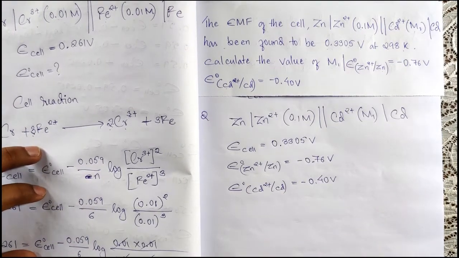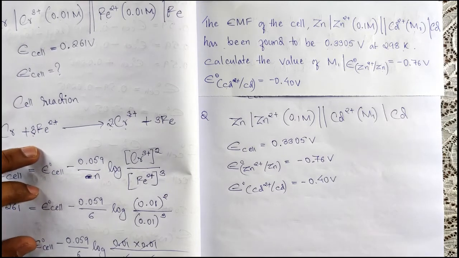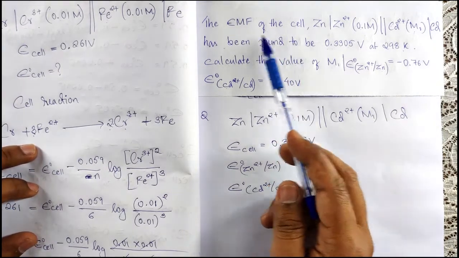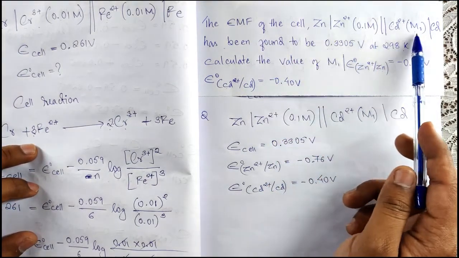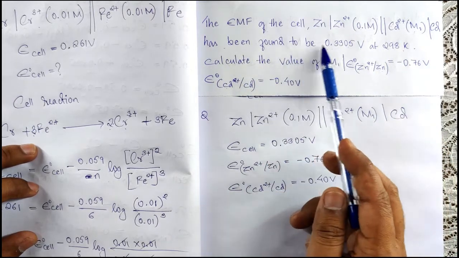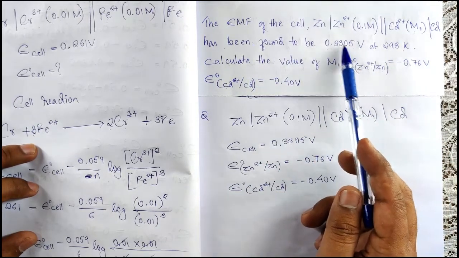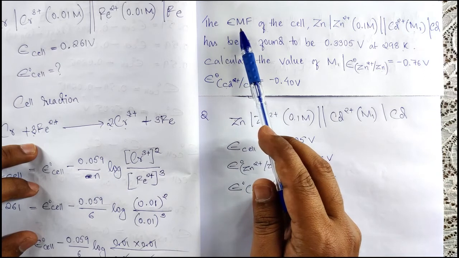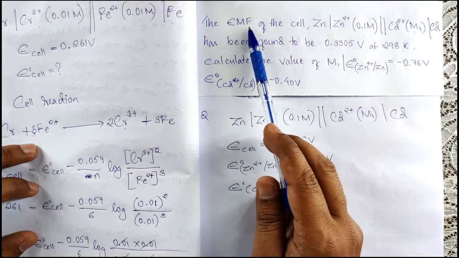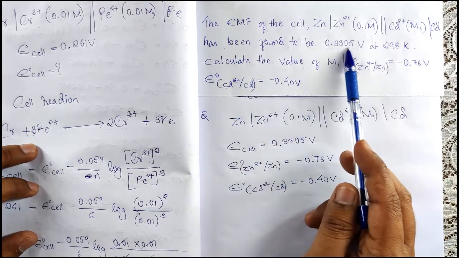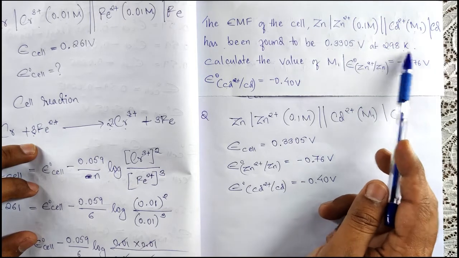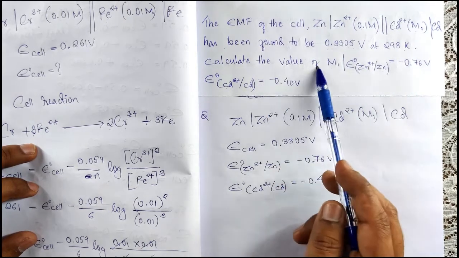So now we are at our last problem. So out here is the equation. The EMF of the cell is given out here, has been found to be 0.3305. So it doesn't mention standard. So it has just said EMF. So this will be our E cell at 298 Kelvin. Calculate the value of M1.